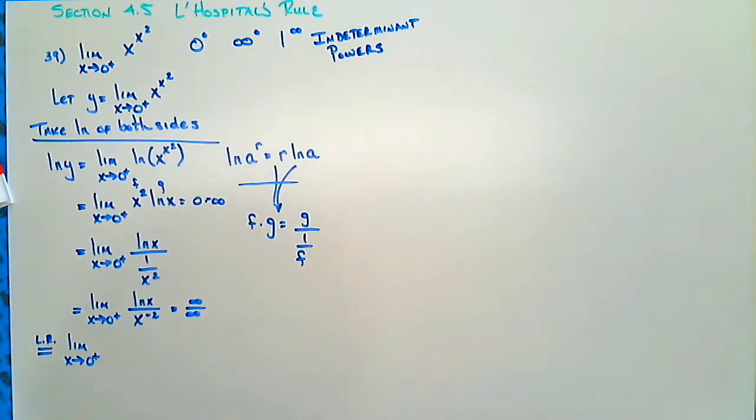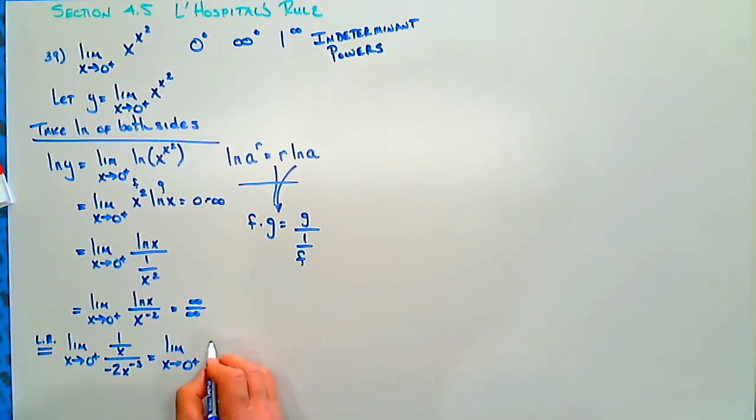We're going to take the derivative of each of these. The derivative of the natural log of x is 1 over x. The derivative of x to the negative 2 is negative 2 x to the negative 3. So what does this look like? Well, this is the limit as x approaches 0 from the right. And we have 1 over x, and on the bottom, we have negative 2 over x cubed.